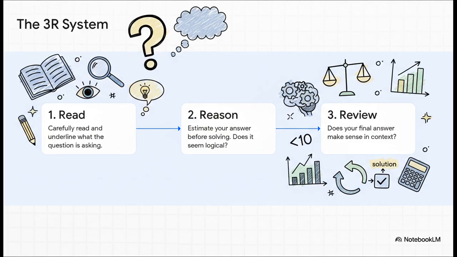First, read. Slow down and underline what the question is really asking for. Second, reason. Before you even start calculating, just think for a second. Is the answer going to be positive, negative, a big number, a small one? Get a gut check on what a reasonable answer might look like. And finally, review. Once you get an answer, do a quick sanity check. Does my answer even make sense here? This little 3-step process is your ultimate safety net.